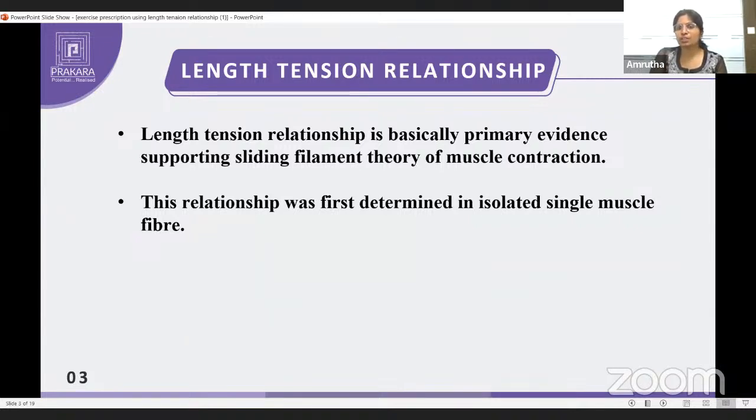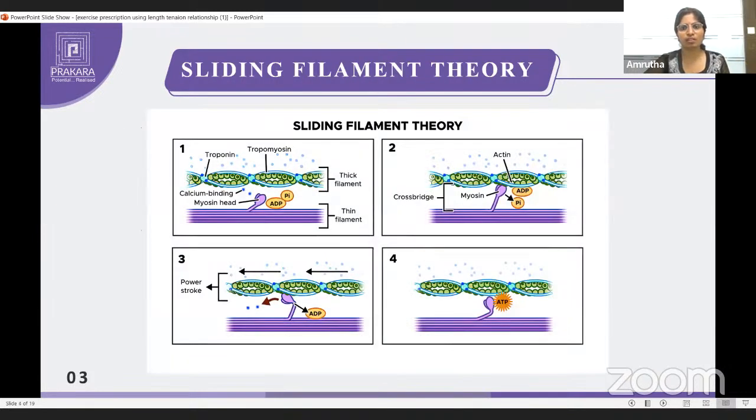Now, coming to the length tension relationship. It is basically primary evidence supporting the sliding filament theory of muscle contraction. The sliding filament theory, which we learned in physiology, is the same theory. 90% of people believe that this is exactly what happens in the muscle. But there are still 10% of scientists saying something else is happening in my muscle. So before going into details, this is the sliding filament theory.